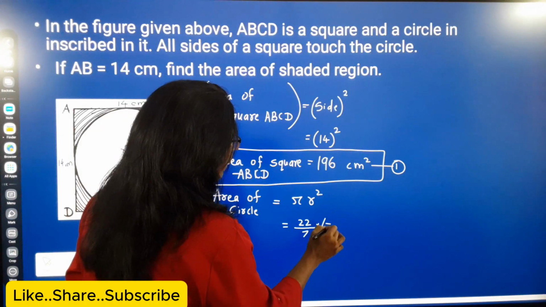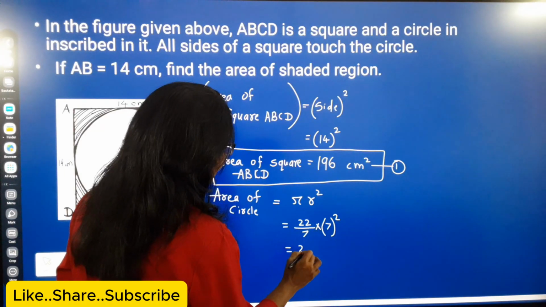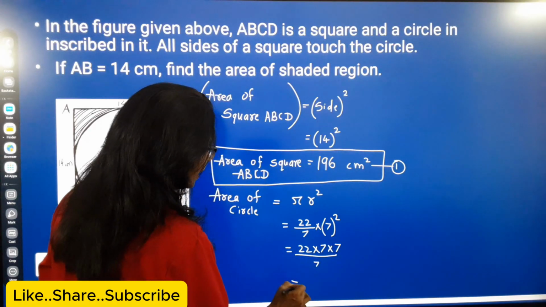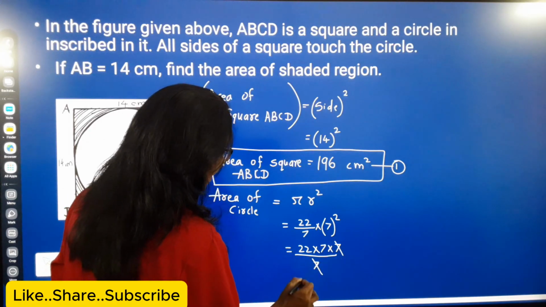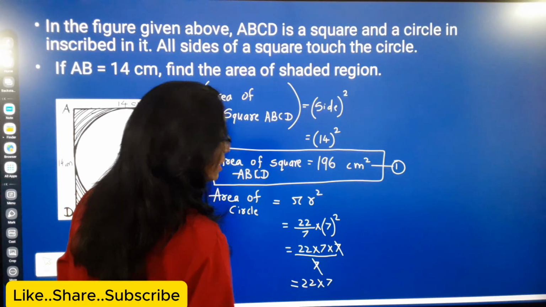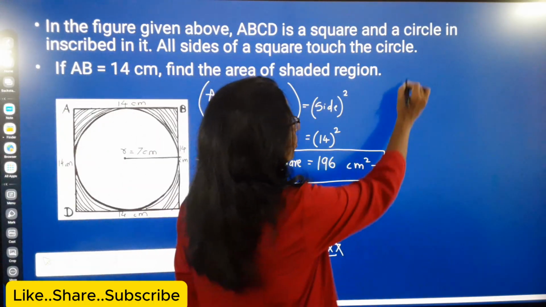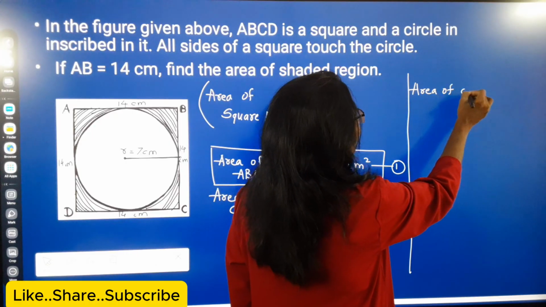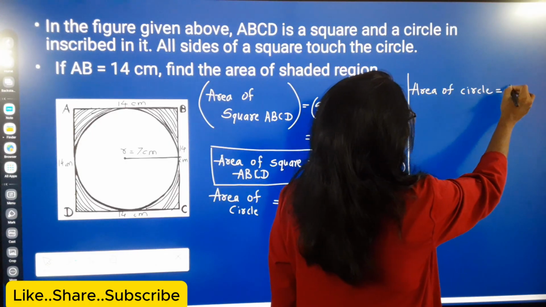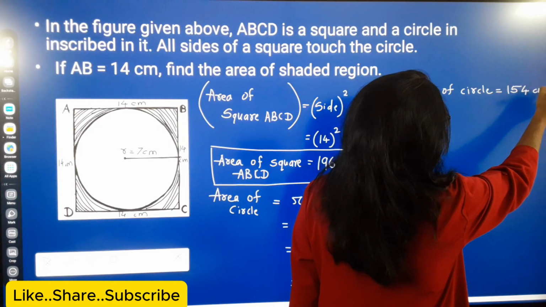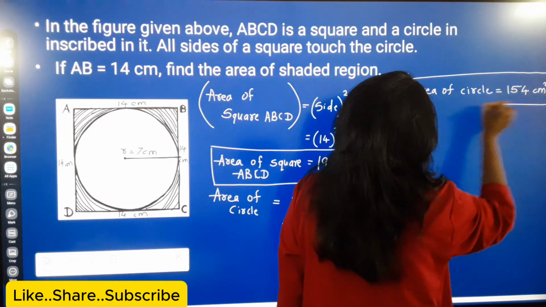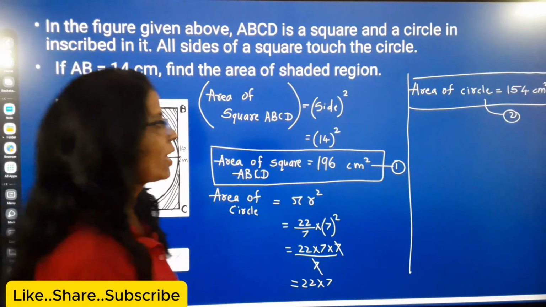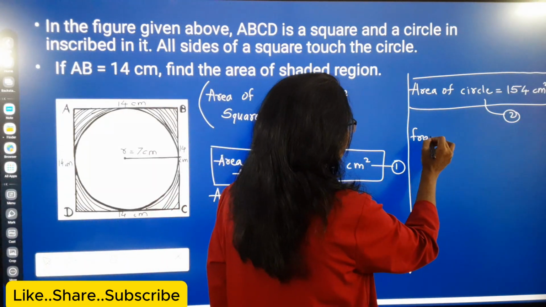So here we write 22/7 multiplied by square of 7. The 7 gets cancelled, so 22 multiplied by 7, and that means the area of circle is equal to 154 square centimeter. Call it the second equation. Okay, so now from 1 and 2.